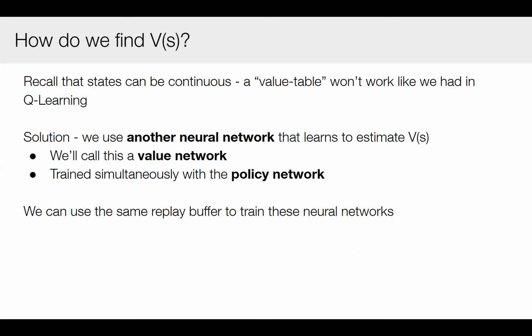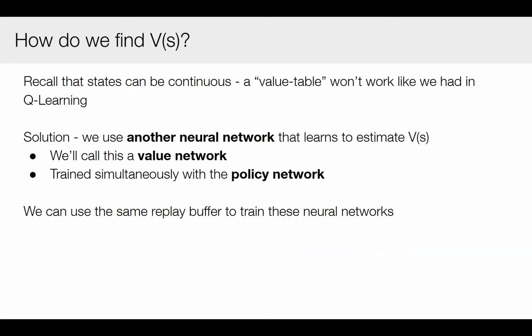So, since we're using V of S, how do we find it? In the last lecture, I talked about how we could represent V of S with a value table or a value function, but recall that we're dealing with continuous states. A value table won't exactly work. So the solution is to use another neural network that learns to estimate V of S, and we can just call this a value network.